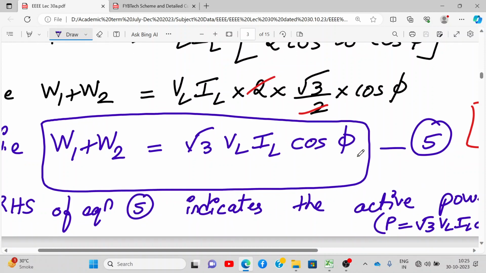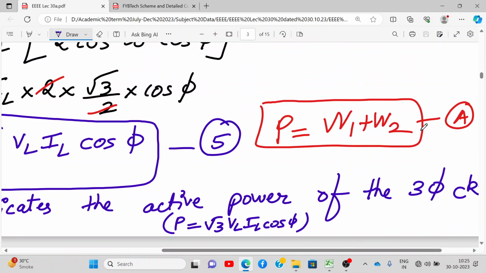And what is power measurement? W1 plus W2. Why? There are 2 wattmeters. One wattmeter is reading W1, the other wattmeter is reading W2. What do we do? Add the 2. So power is W1 plus W2. Also write this down. Power is W1 plus W2.